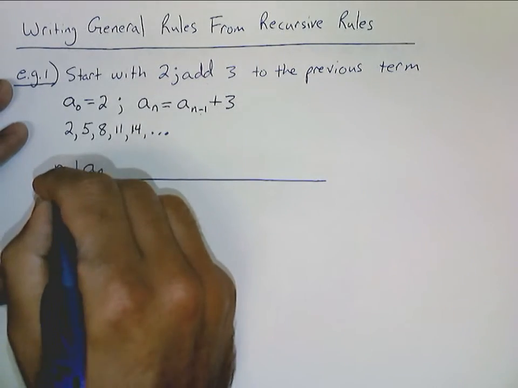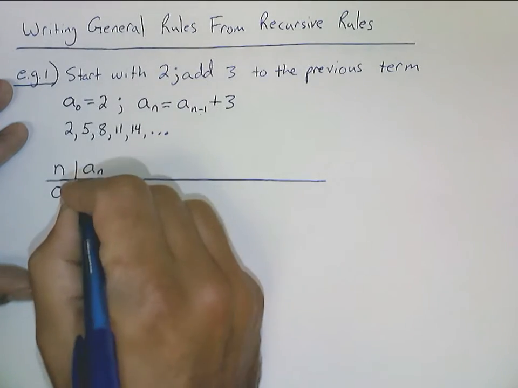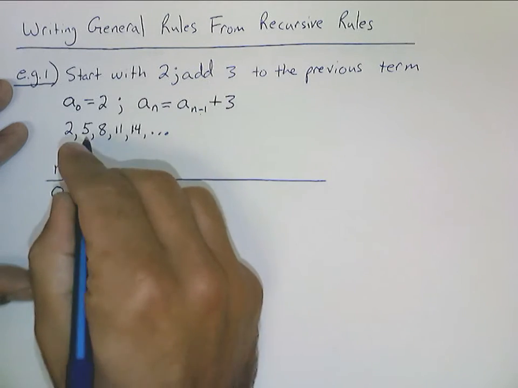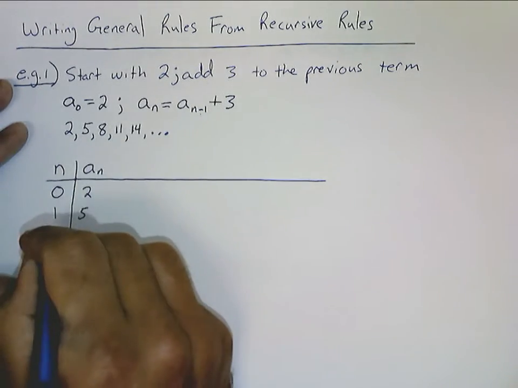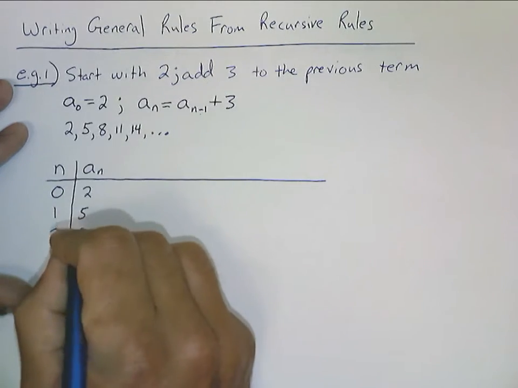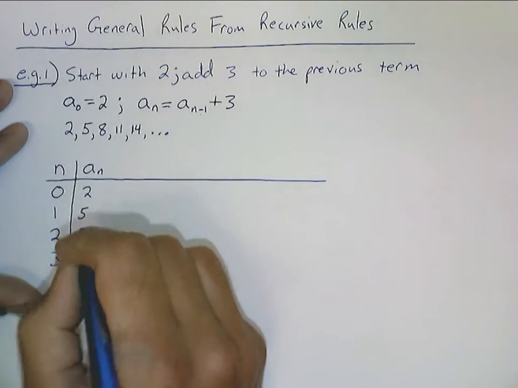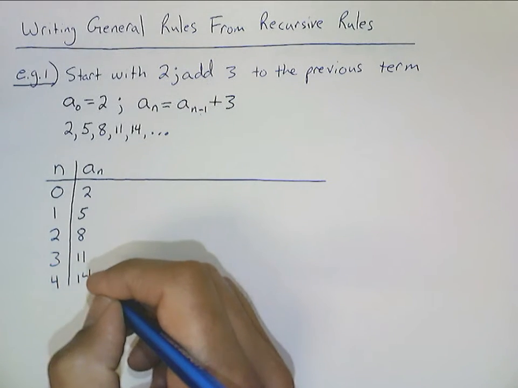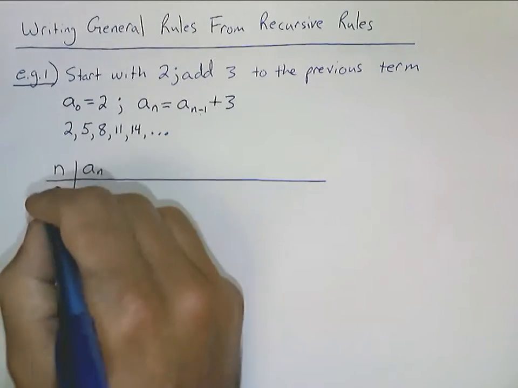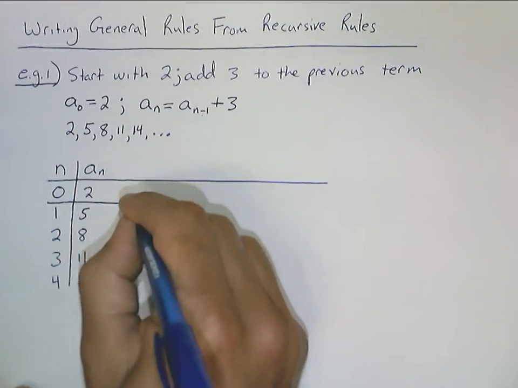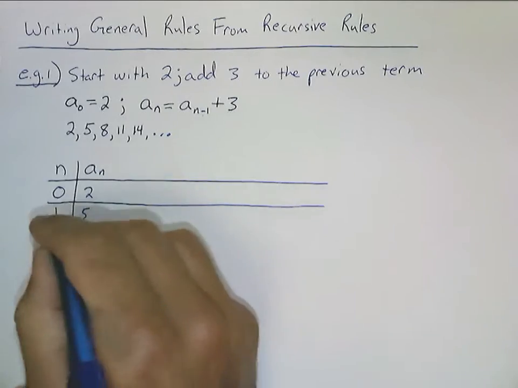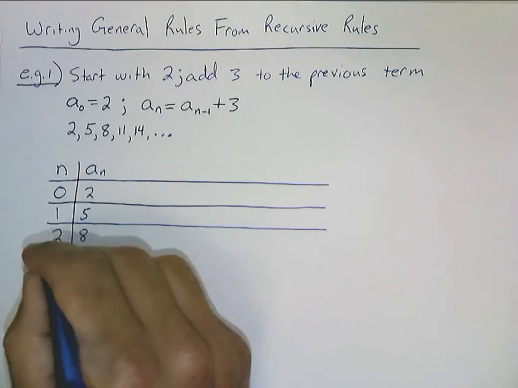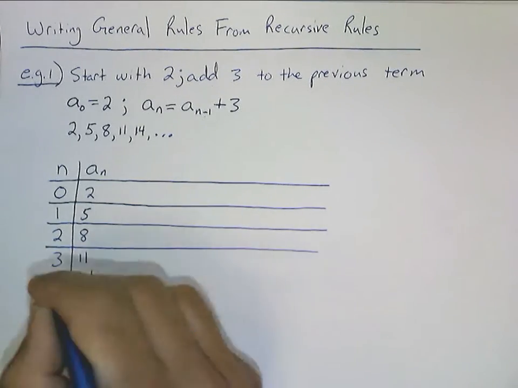So if n is 0, then a sub n is of course 2. If n is 1, then we get 5. If n is 2, then we have 8. If n is 3, we have 11. If n is 4, we have 14. And so let's really think about this a little bit. We want to work with this table in terms of how the recursive rule works. Let me show you what I mean by that.